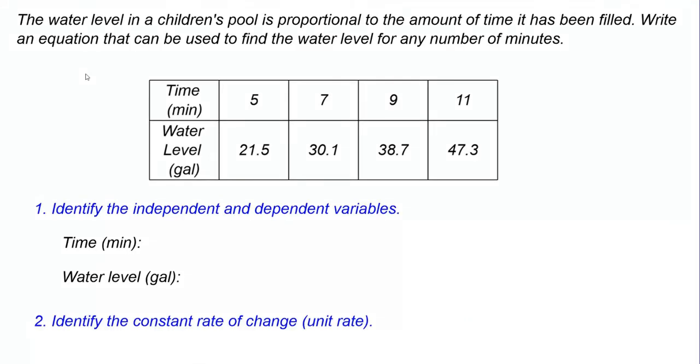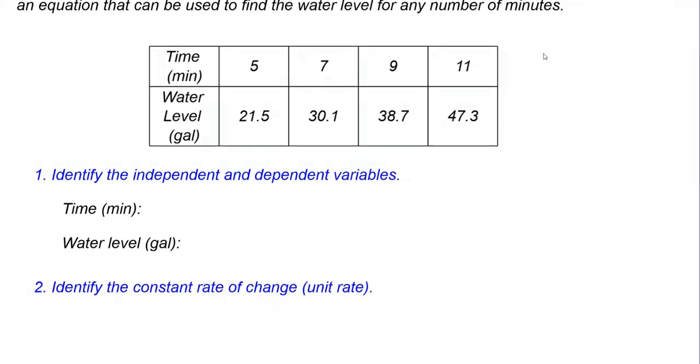Next one, the water level in a children's pool is proportional to the amount of time it is being filled. So write an equation that can be used to find the water level for any number of minutes. So here we have the water level at 5 minutes, 7 minutes, 9 minutes, and 11 minutes. And we want to find an equation that we can use to figure out the water level for any number of minutes. So the first thing we need to do is identify the independent and dependent variables. And again, the level of the water depends on how long the water has been filling. So time is independent, water level is dependent.